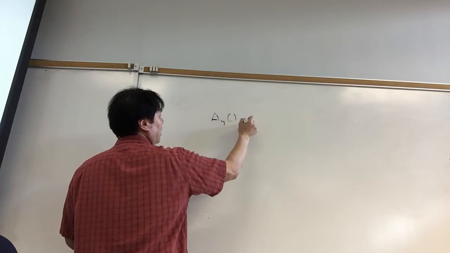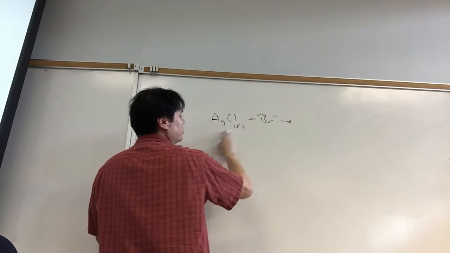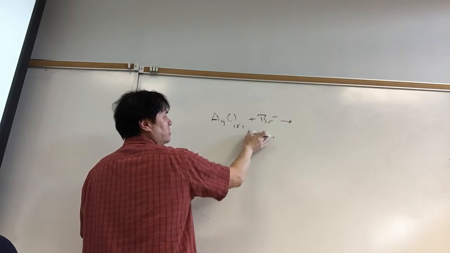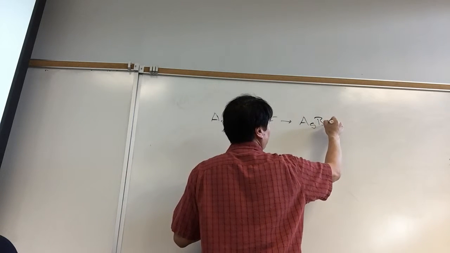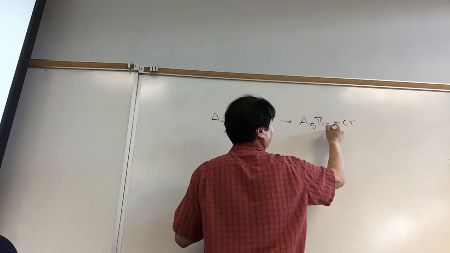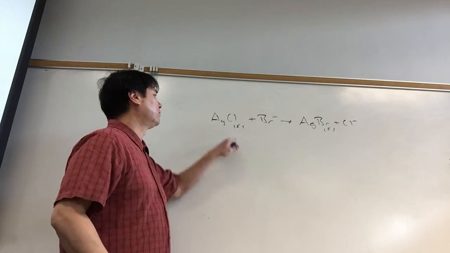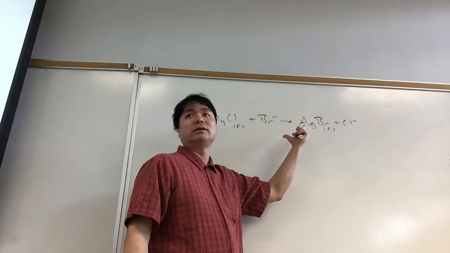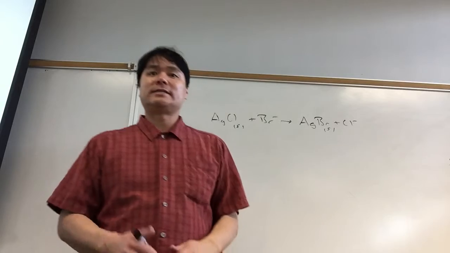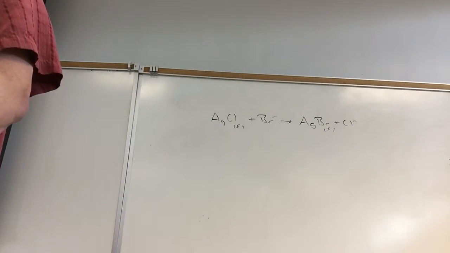So if we have silver chloride plus bromide, this is going to be net ionic form. So let's say we add sodium bromide or something like that. Then will we form silver bromide and chloride? This is called a solid-solid conversion. So could we convert silver chloride into silver bromide by adding bromide to it? Well, it depends on which one's more stable. If silver bromide's more stable, then we should be able to do that.